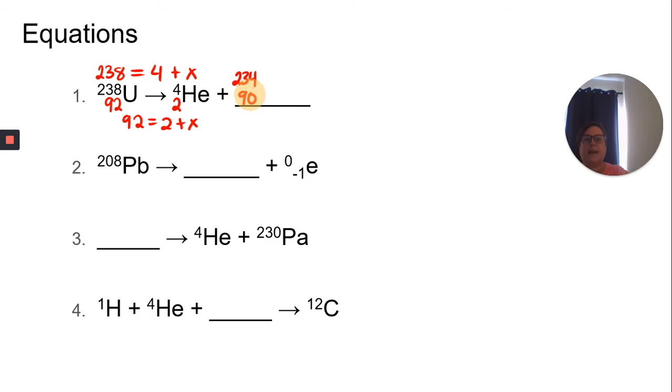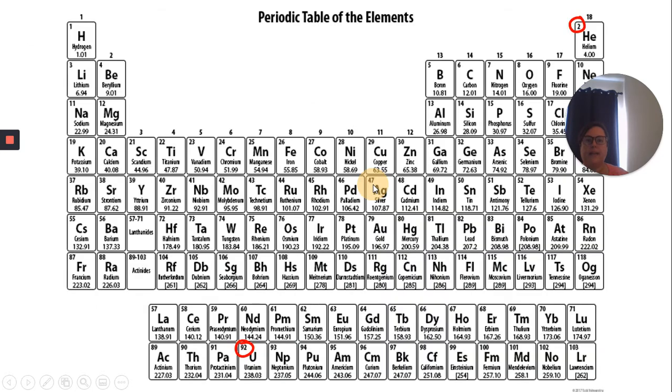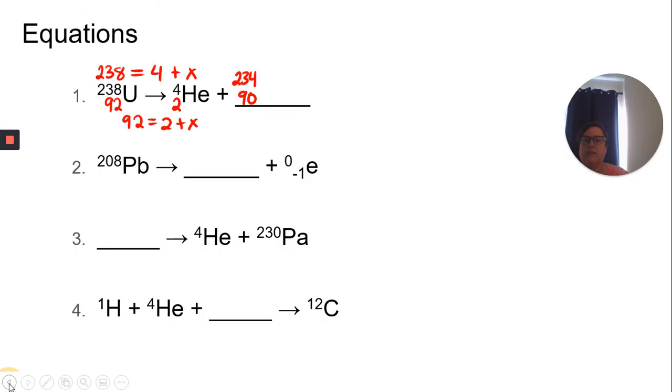Now remember, it's the atomic number that is on the periodic table. So we go back to the periodic table and we look for number 90, and they do go in order. So number 90 is down here. Th, so it's thorium. And so we write capital T, lowercase h.